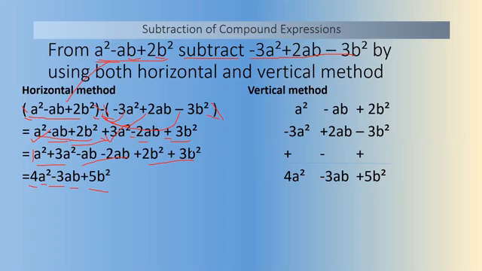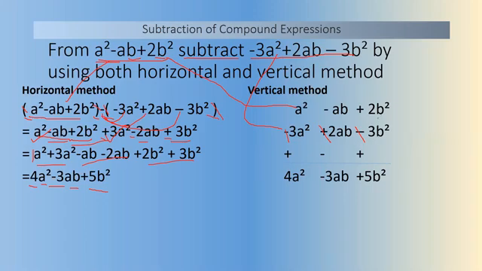Clear, students? Now how can we solve this question vertically? In the vertical method, again we first write down the expression which is written with from, and then the next expression. Then you have to leave one line for the sign change. For the second expression, if it is minus, it becomes plus. If it is plus, it becomes minus. If it is minus, it becomes plus. Now you have to consider these signs for the second expression.